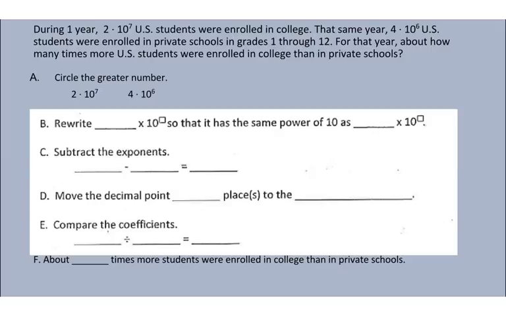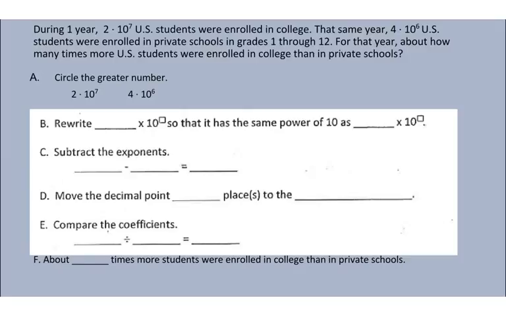Okay, so here's the next thing that you might have happen when you are ordering or comparing. Let me read the story problem to you. During 1 year, 2 times 10 to the 7th U.S. students were enrolled in college. That same year, 4 times 10 to the 6th U.S. students were enrolled in private schools in grades 1 through 12. For that year, about how many times more U.S. students were enrolled in college than in private schools?